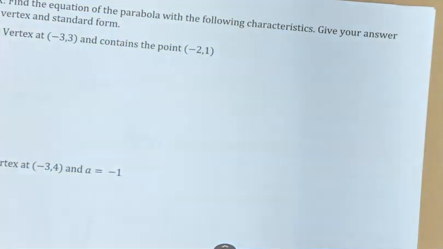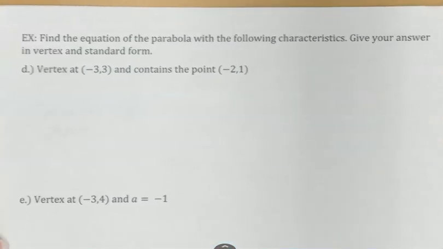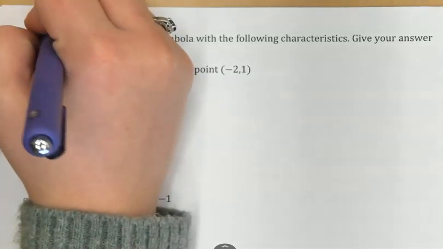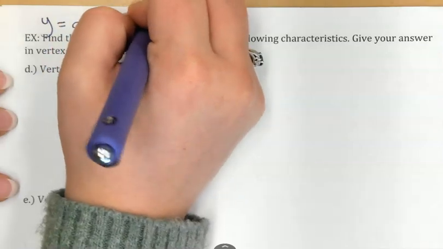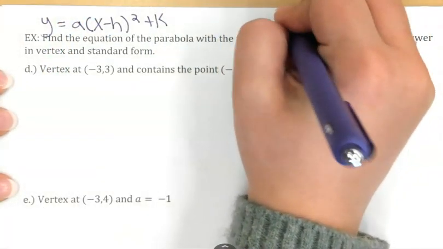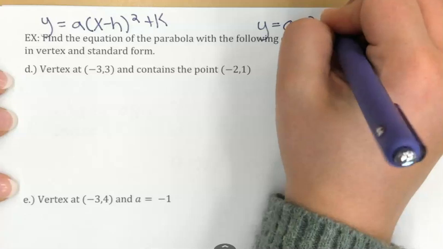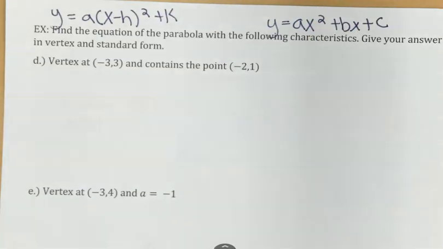All right, let's talk about writing the equations. So we are going to write these equations in vertex and standard form. So if you need to write this at the top of your page, vertex form is a times x minus h squared plus k, and standard form is ax squared plus bx plus c.